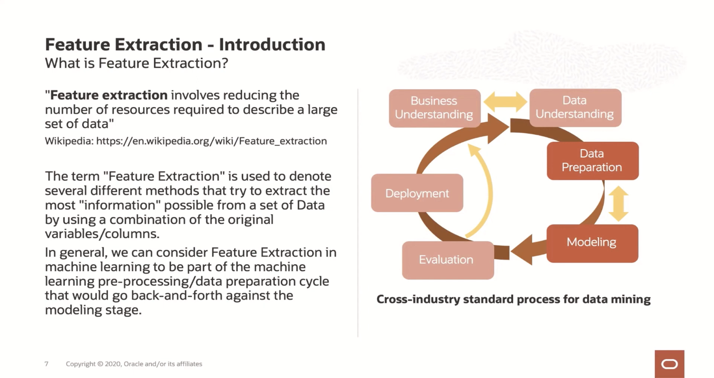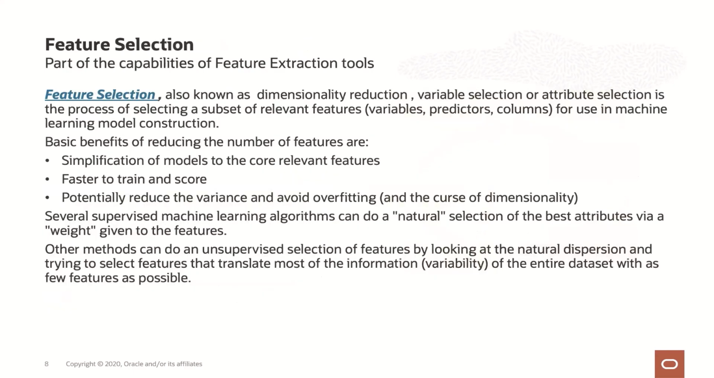In general, it is part of this pre-processing. Feature selection is part of the capabilities of the feature extraction tools, but it's not only for that. Feature selection is what we're going to be looking at today in more detail. It's also known as dimensionality reduction, variable selection, attribute selection. There are many names that people give to these things, and the idea is you select a subset of the attributes or variables or predictors when you're trying to create a model.